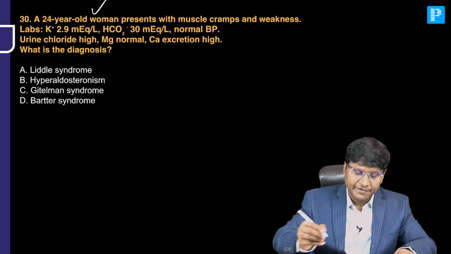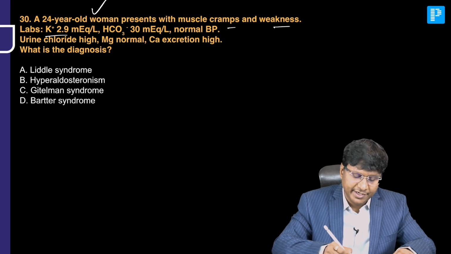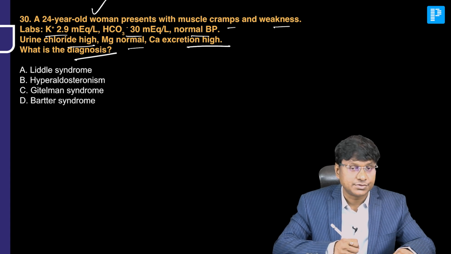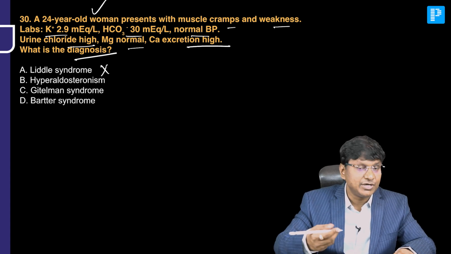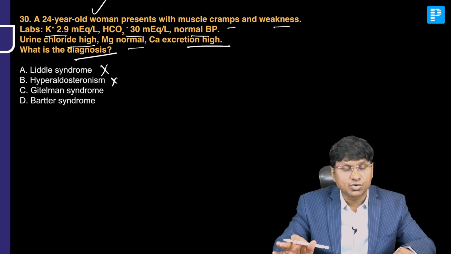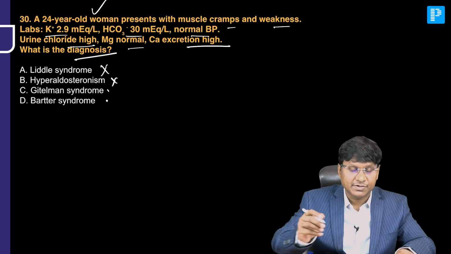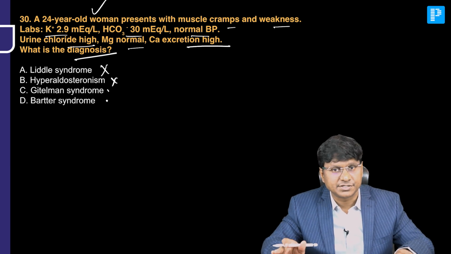Next question. A 24-year-old woman presenting with muscle cramps and weakness, labs: potassium 2.9, bicarbonate 30, normal blood pressure, urine chloride high, magnesium normal, calcium excretion high. What is the diagnosis? Liddle syndrome is ruled out because these patients will be having hypertension. And hyperaldosteronism is also ruled out because these patients also will be having diastolic hypertension. And Gitelman's as well as Bartter's, these two are your close differentials.